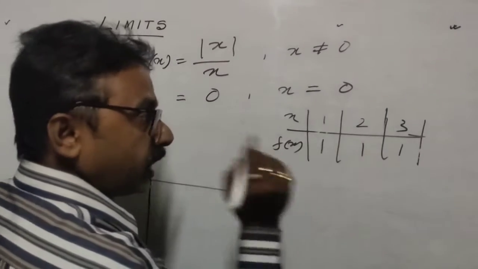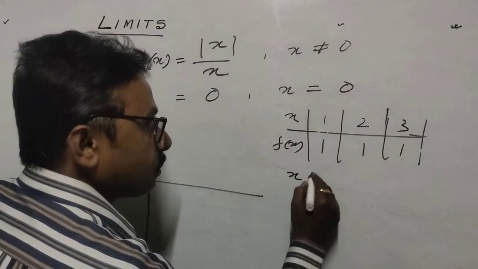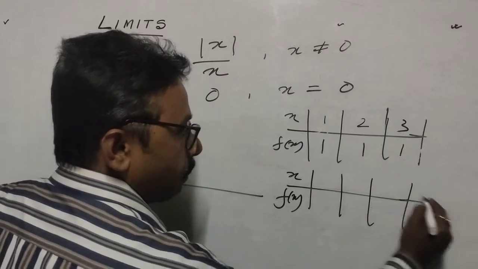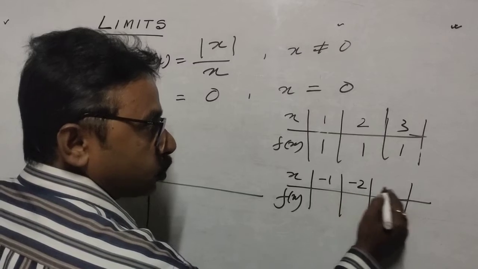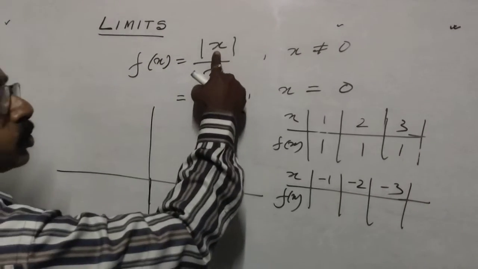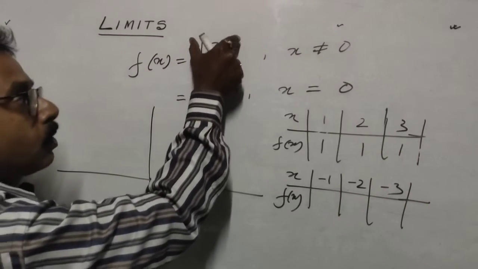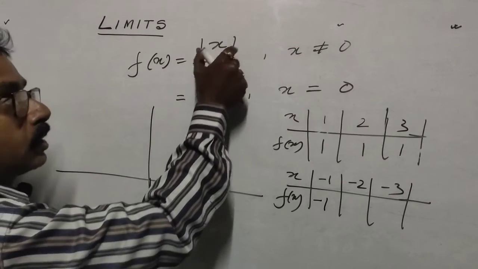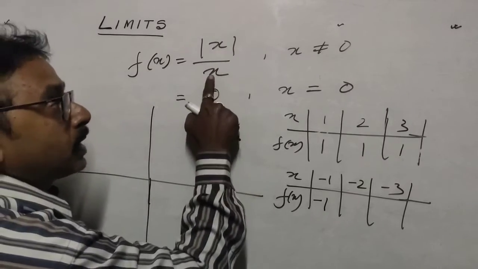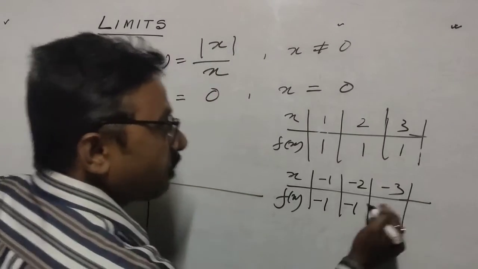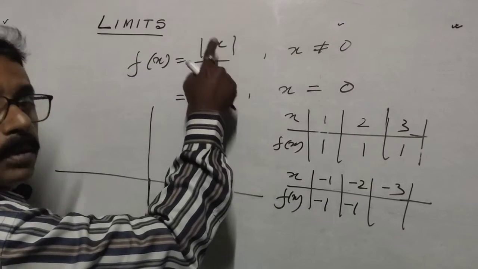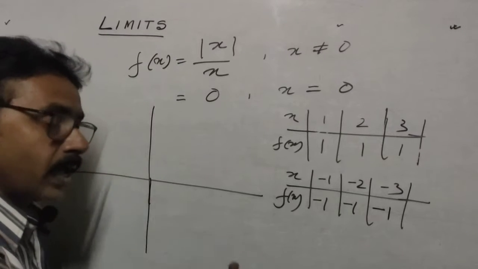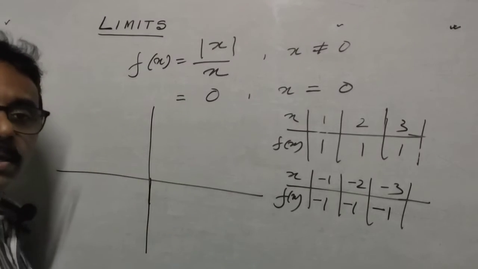Now if I take some negative value of x, suppose -1, -2, -3. For -1, mod of -1 is +1, and 1 by -1 is -1. If I take -2, then mod of -2 is +2, and 2 by -2 is also -1. If I take -3, then mod of -3 is +3, and 3 by -3 is also -1. So whatever I take for any negative value of x, f(x) is coming -1.